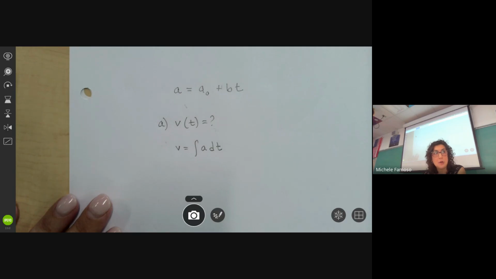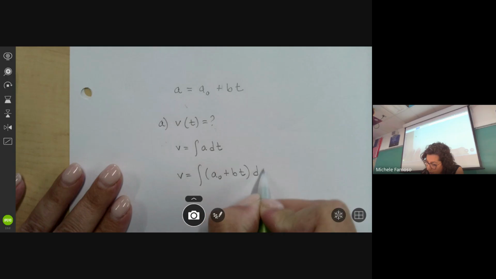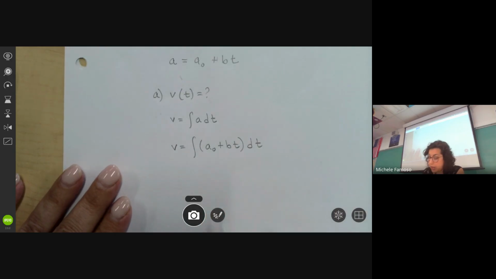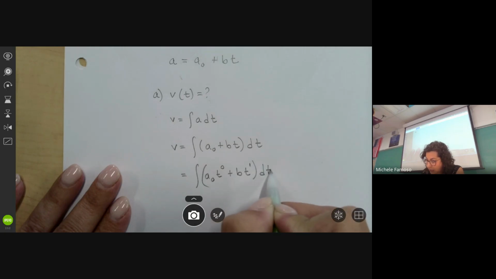Right? Are you with me so far? You know that's the physics piece. Now we'll tackle the calculus. Can we do the calculus? So we're going to integrate a0 plus bt with respect to t. I'm going to rewrite that so it looks like the integral of a0 times t to the 0 power plus b times t to the first power with respect to t.